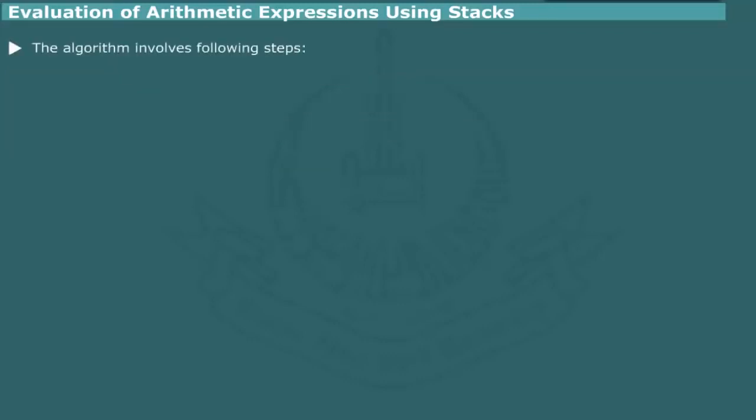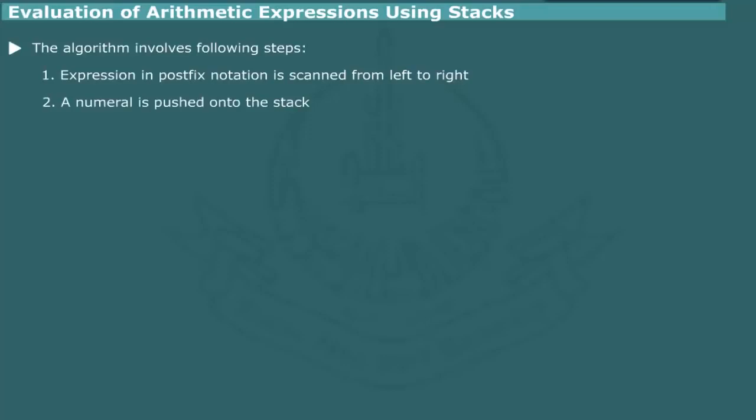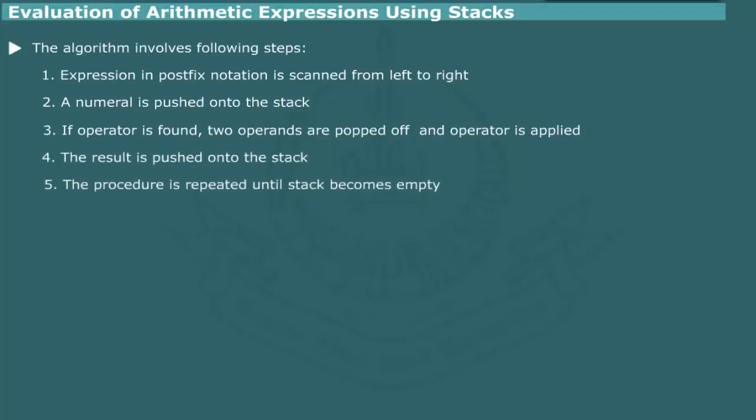The algorithm for computation involves the following steps. Number 1. The arithmetic expression in postfix notation is scanned from left to right. Number 2. If a numeral is encountered, it is pushed onto the stack. Number 3. If an operator is encountered, two operands are popped off the stack and the current operator is applied to the operands. Number 4. The result is pushed onto the stack.